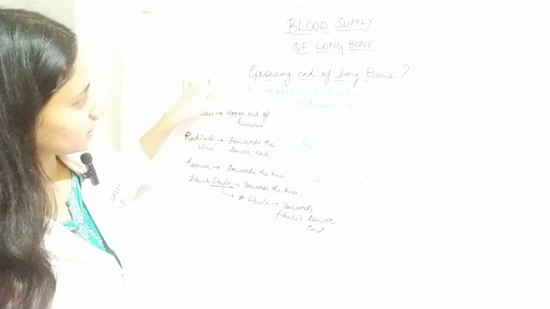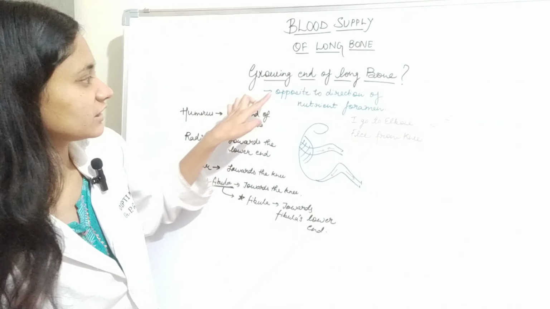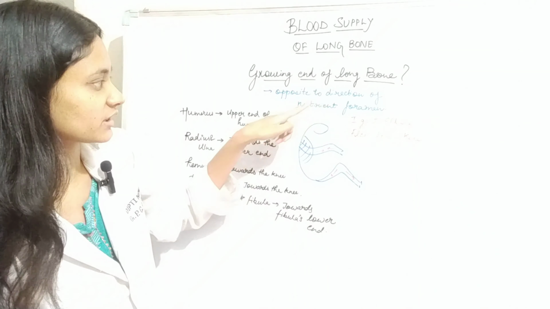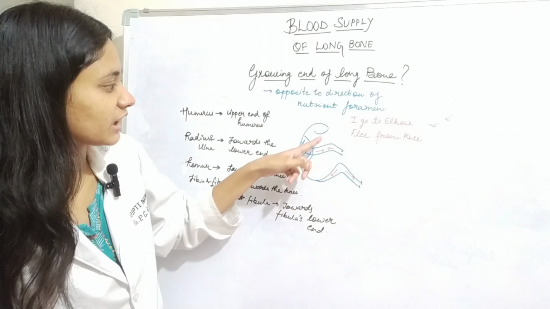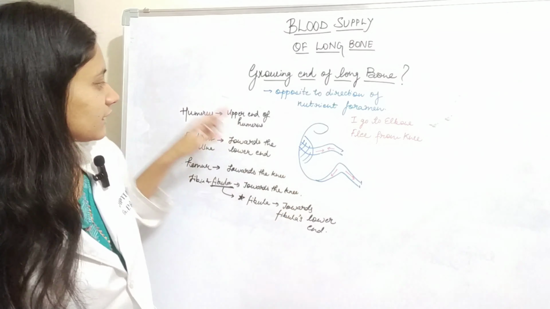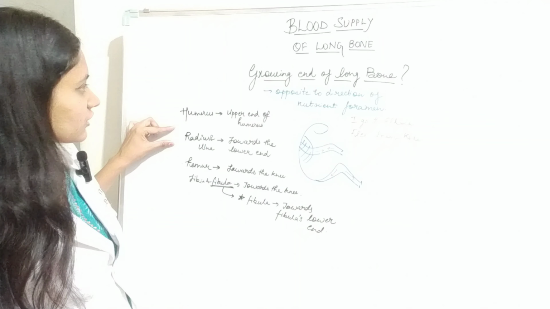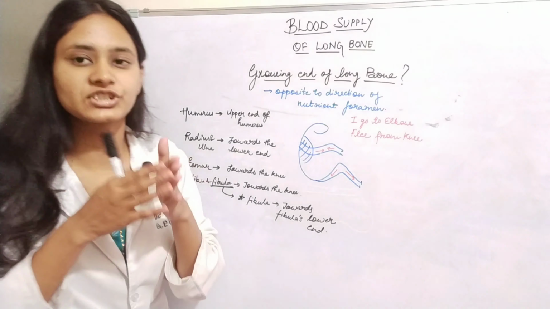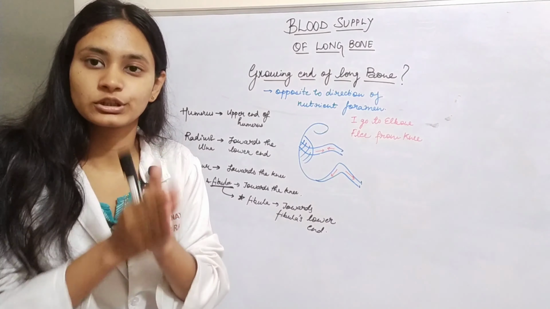Now what we had learned is the concept of growing end of long bone. We can describe it through the opposite direction of nutrient foramen. We had learned the direction of nutrient foramen through this line, and now we can understand the direction of growing end of long bone. That is, in which direction the bone will grow after the person has taken birth.